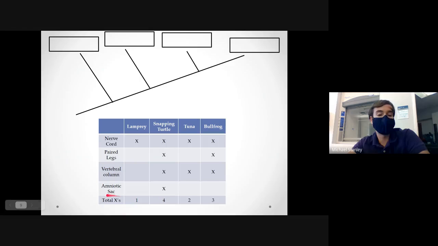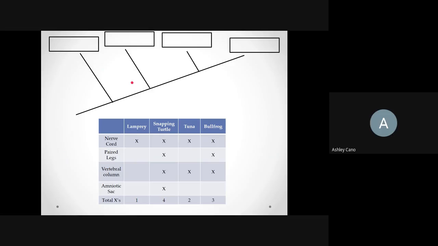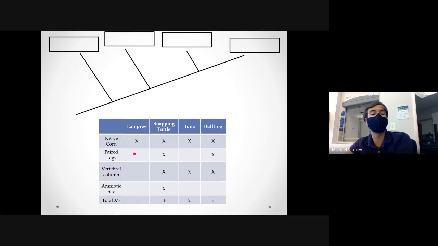So a good way to do this is to count out of these 4 characteristics that we came up with, how many does each animal have? So if you look down our columns here, you can see that lampreys only have the 1, snapping turtles have all 4, tuna fish have 2, and bullfrogs have 3 out of 4. So if we're going to construct our cladogram up here, which organism has the fewest characteristics? Which one is least similar to all the other ones? The lamprey. Yep, our lamprey only has 1 out of all of these characteristics. All the other guys have more than 1 shared characteristic.